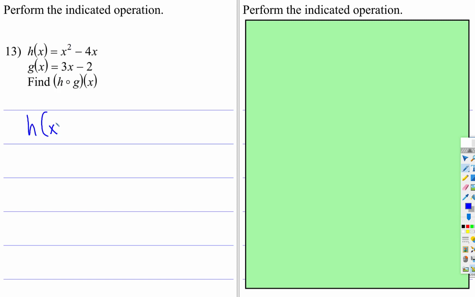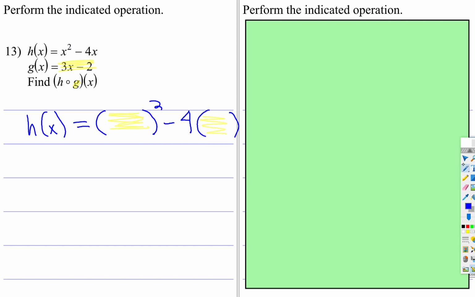So h of x is, and then I'm going to write it like this. Instead of writing x squared, I'm going to write parentheses squared subtract 4 times parentheses. So notice what this is now. Instead of saying x squared minus 4x, it's parentheses squared subtract 4 times parentheses. Well, in that parentheses will go the g function. That's what it means when you compose a function inside another function.